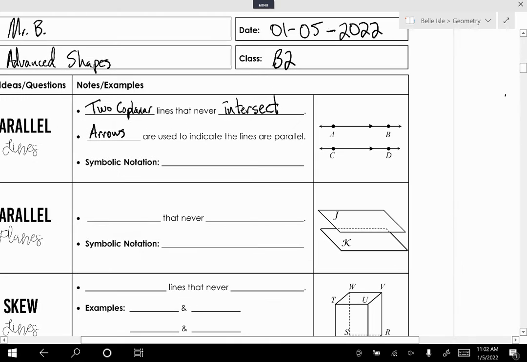We would write it notation-wise as the line AB is parallel. So you're just going to draw like the number 11, two parallel lines that are vertical. Again, the symbol for parallel is going to look like that right there.